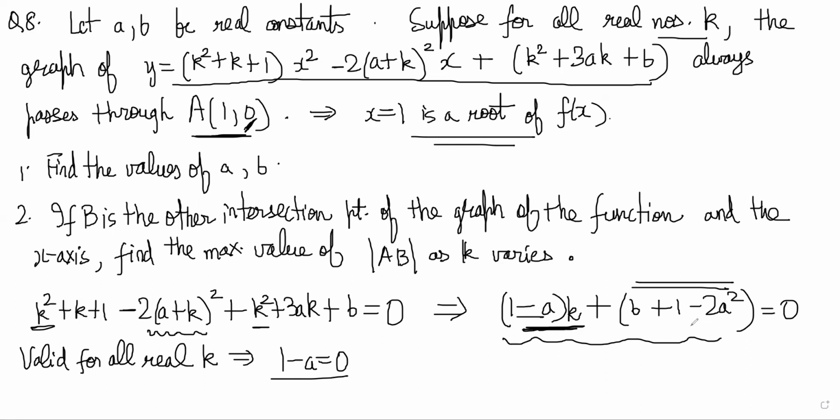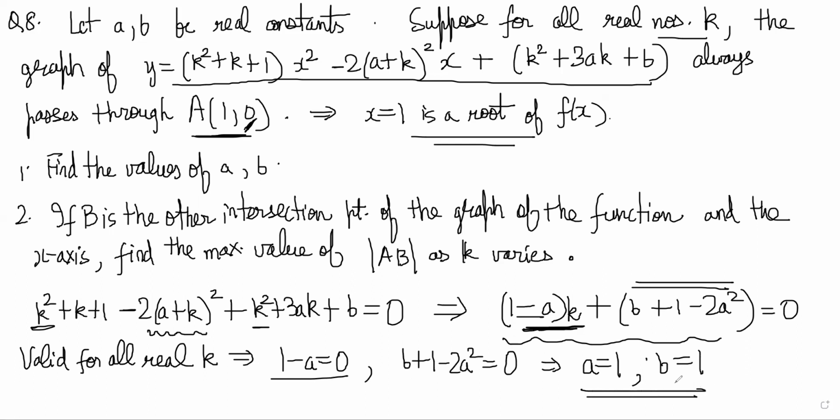That is going to happen only if 1 minus a is 0 and b plus 1 minus 2a square is also 0. So basically that gives us a is equal to 1, and if a is equal to 1, then b is also equal to 1. A is equal to 1 and b is equal to 1 follow just from the fact that x is equal to 1 is a root of f of x for all real k. I hope you are understanding what is happening here.